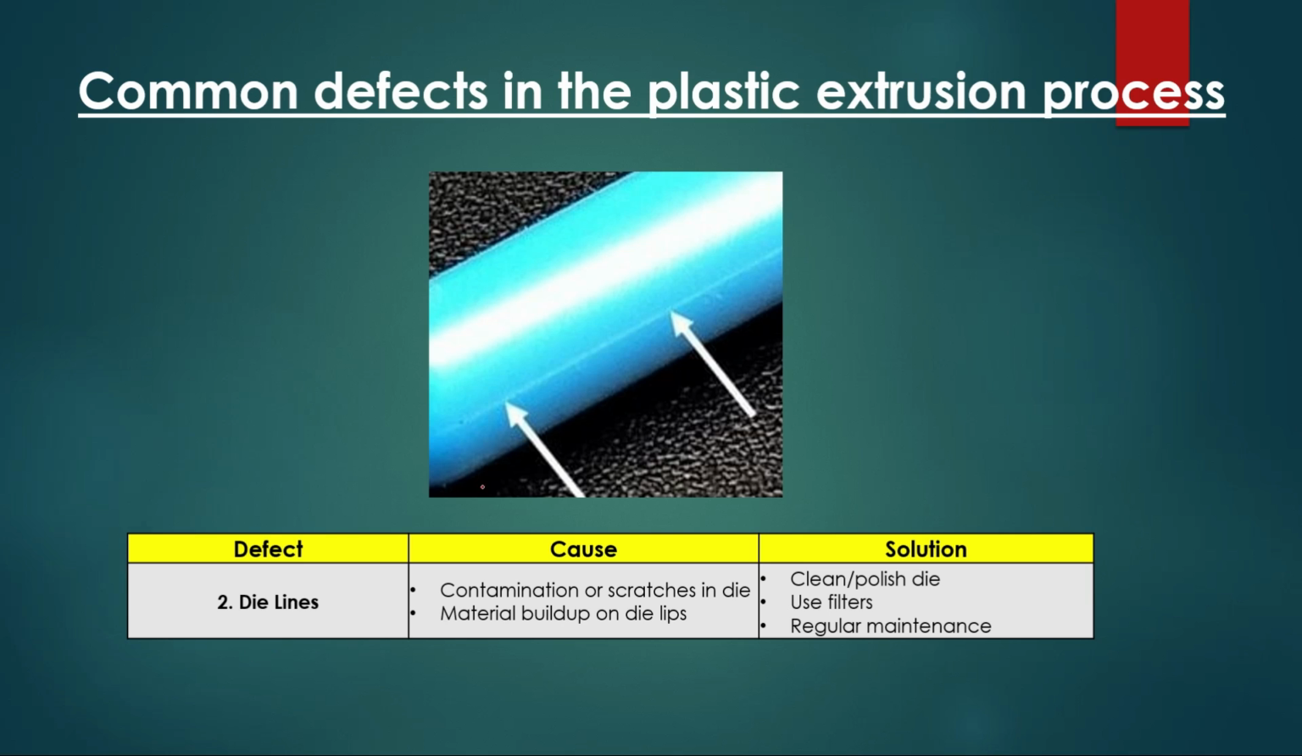Then we have the die line. This is because of damage to the die, or you can see contamination or scratches. This line we generally avoid. It will be visible on the final product. So we need to regularly monitor the die and the output so that we can avoid these defects. Any adjustment we need to do, we change the die profile, or remove the contamination, or do polishing.